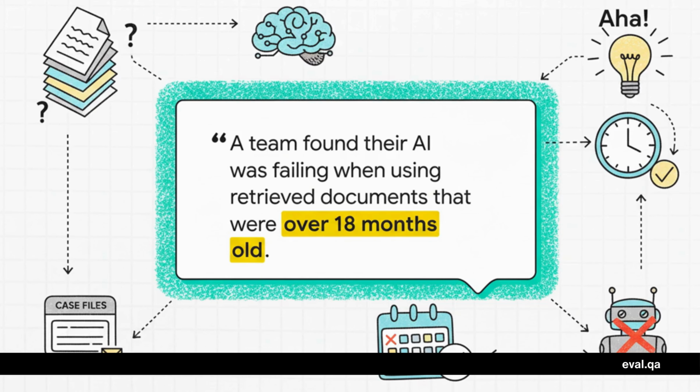There was a team, and they were really struggling with their AI's performance. By digging into their trace data, their case files, they had their aha moment. They spotted a pattern. The AI was messing up most often when it was using information that was more than 18 months old. It was giving these confident answers based on totally stale data.